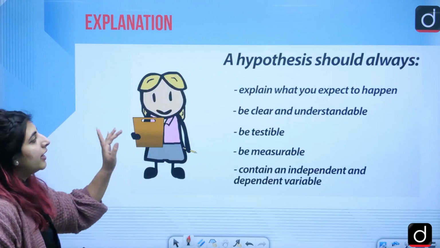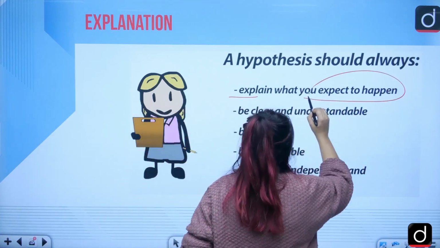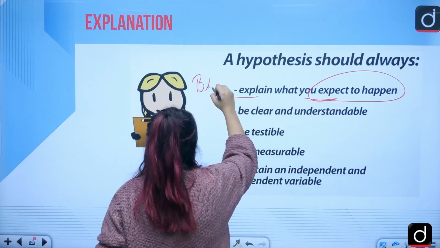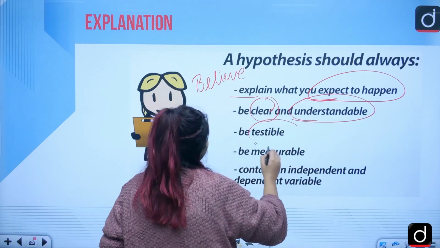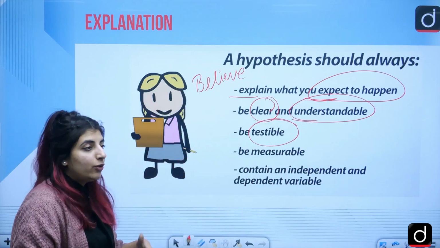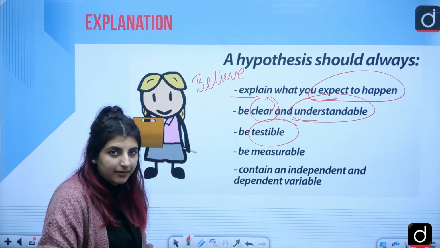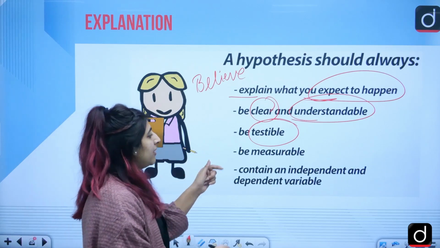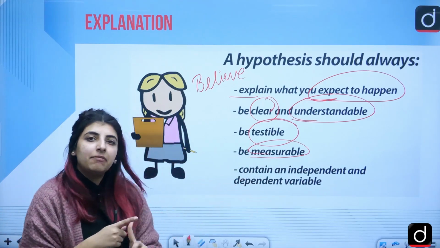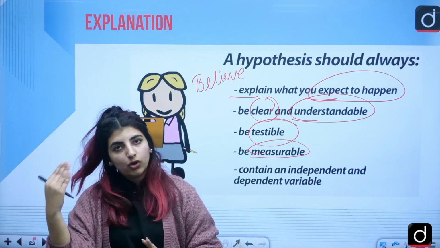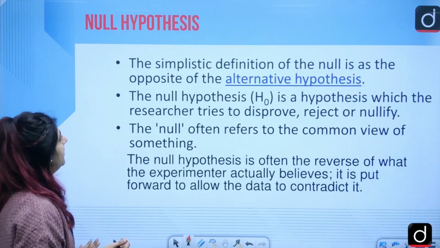Now moving to, first of all, what a hypothesis should be. Explain what you are expecting to happen, right? Because you believe in a certain thing. Be clear and understandable by the people. Be testable, that it should be tested. You can test if coffee has an effect on your sleeping pattern. Right? So it should be testable. Be measurable. How much coffee has an effect on your brain? Correct? Contain an independent and dependent variable. Coffee, the cause, and the effect, that is your sleep pattern. So independent and dependent variable should be there.